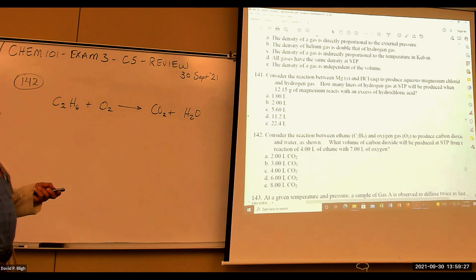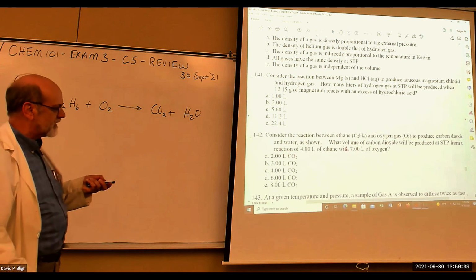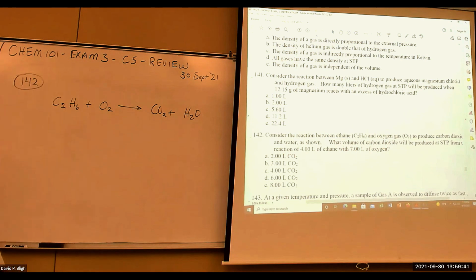What volume of carbon dioxide will be produced at standard temperature and pressure from the reaction of 4 liters of ethane and 7 liters of oxygen? I think we do need a balanced equation here. We're going to talk about a reaction. So let's make it quick and dirty.